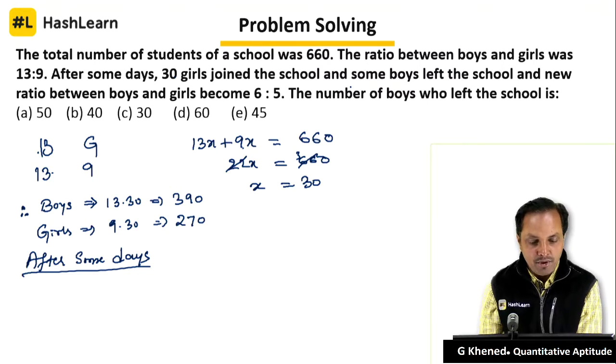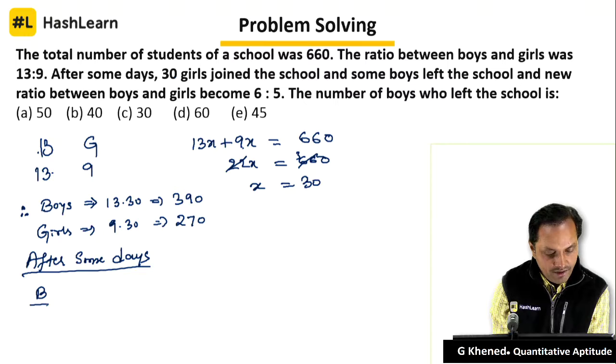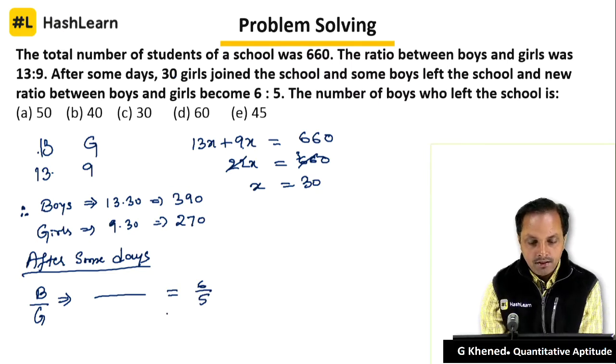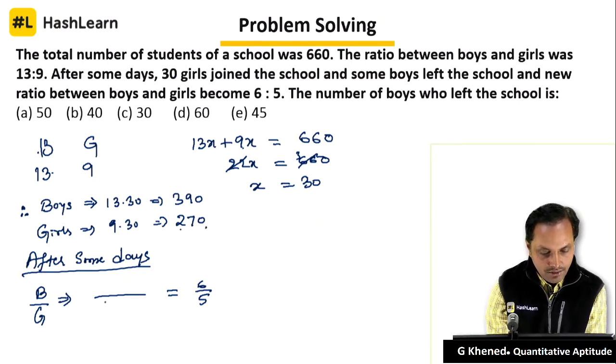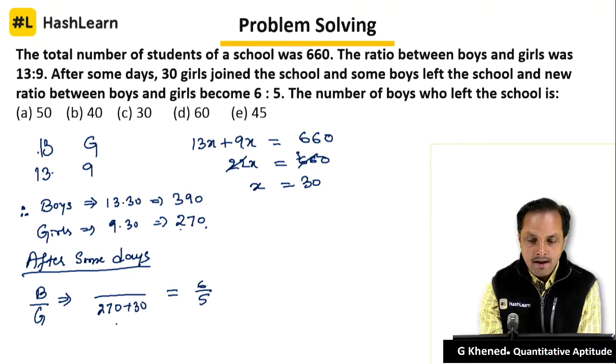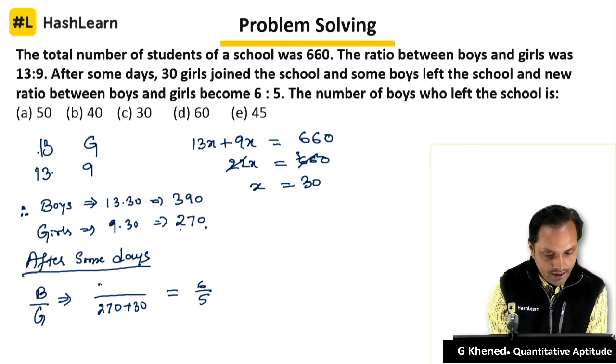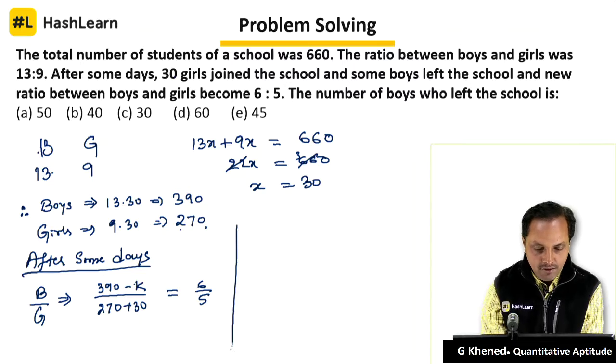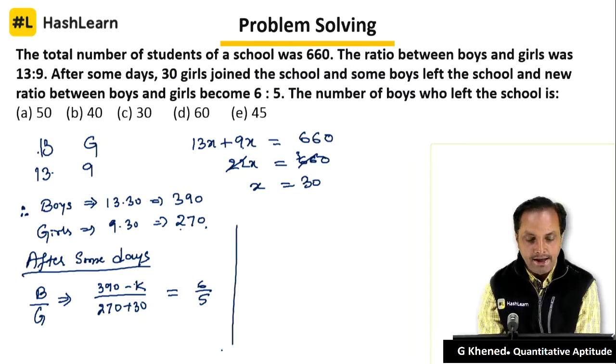The new ratio between boys and girls. So I will make the ratio between boys and girls is 6:5. 30 girls joined the school. So 270 plus 30, and some boys left the school. Out of 390 boys, some K boys are leaving. You consider. Just simplify this. What will be your answer? You need to find K.